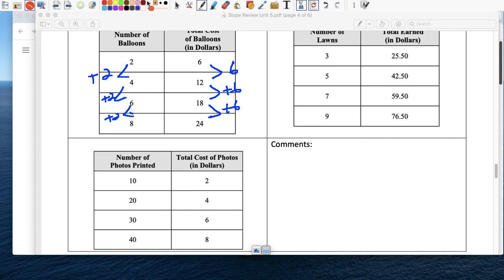So let's pick this. Doesn't matter. If you did the slope or the rate of change, it would be 6 over 2, which would be 3. Total cost of the loans. So this would be $3. Let's be more specific for one balloon.